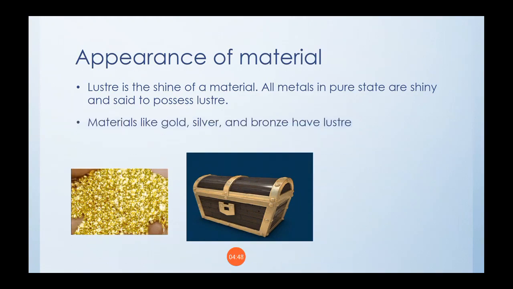So that is what I explained. Materials like gold, silver and bronze have luster, that is, a shiny appearance. I explained that by using this diagram also.